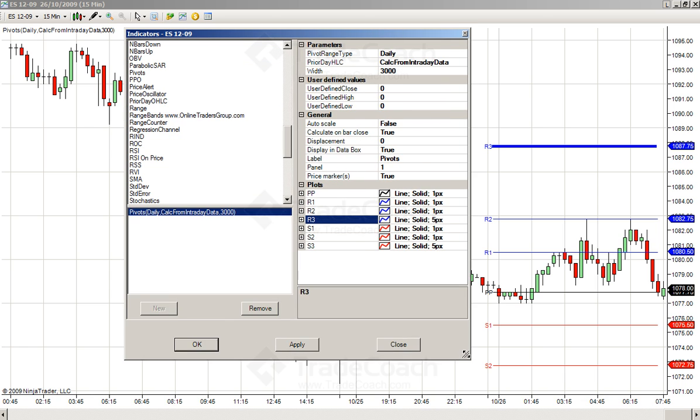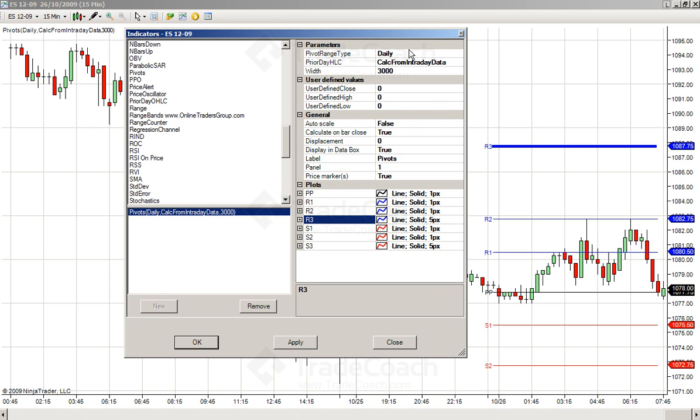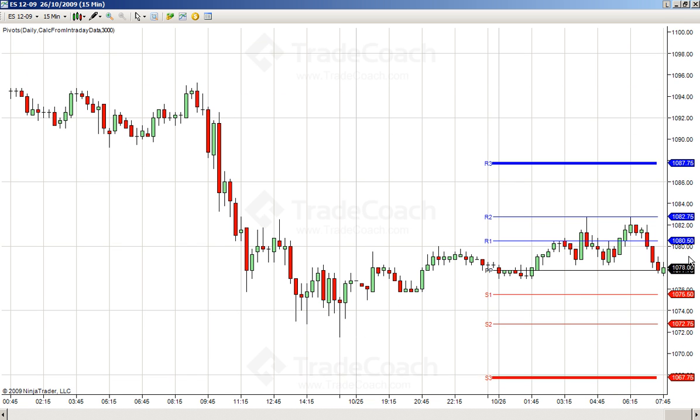Okay, so all that again, just so I don't want anyone to miss it. The type is daily, but we want it to calculate from intraday data. We want a width of 3000, and our R3 and our S3 is a size 5. Then I'm going to say OK.